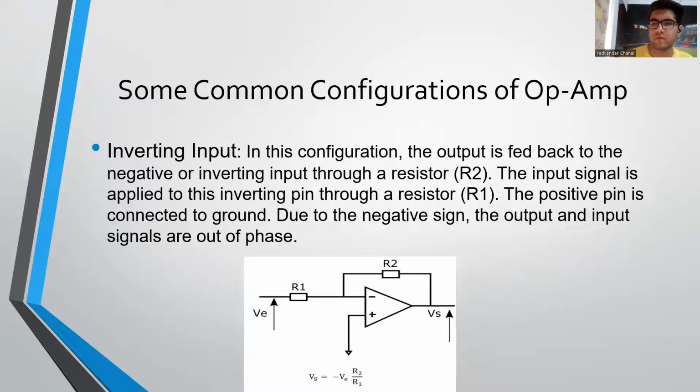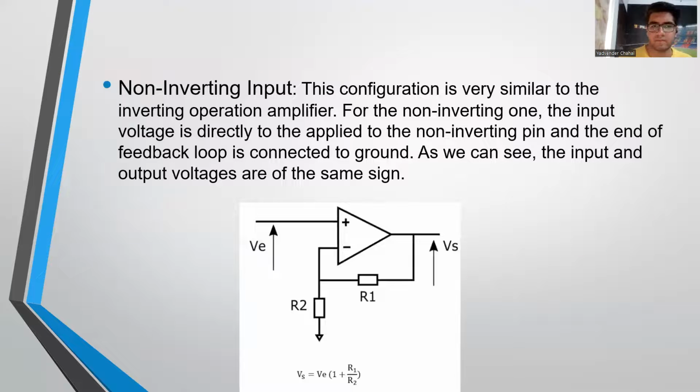So let's talk about some common configurations of an op-amp. First, let's talk about the inverting input. In this configuration, the output is fed back to the negative or inverting input through a resistor R2. The input signal is applied to this inverting pin through a resistor R1. The positive pin is connected to the ground. Due to the negative sign, as you can see in the formula, Vs equals minus Vi times R2 by R1. The output and input signals differ by a 180-degree phase angle.